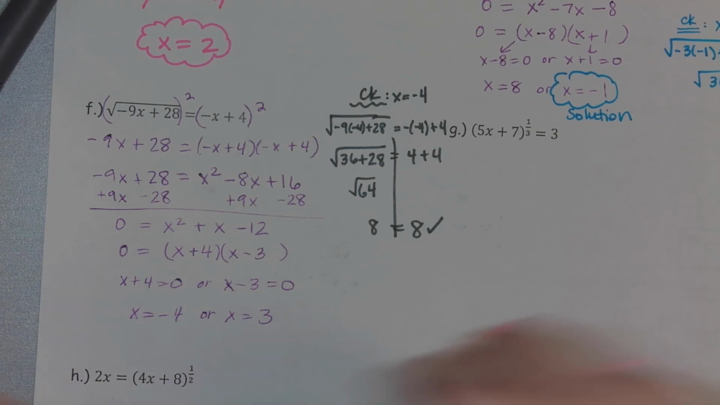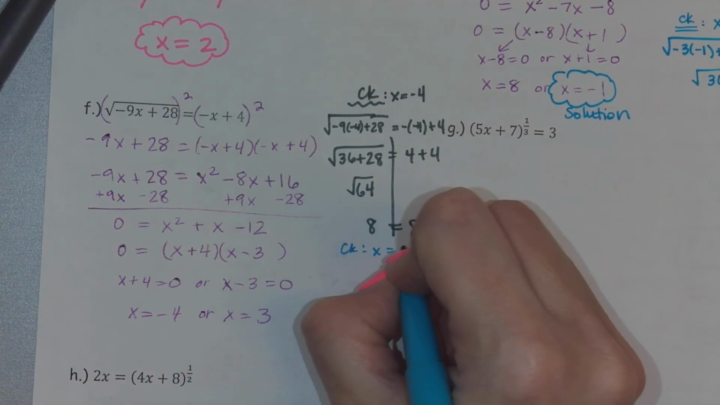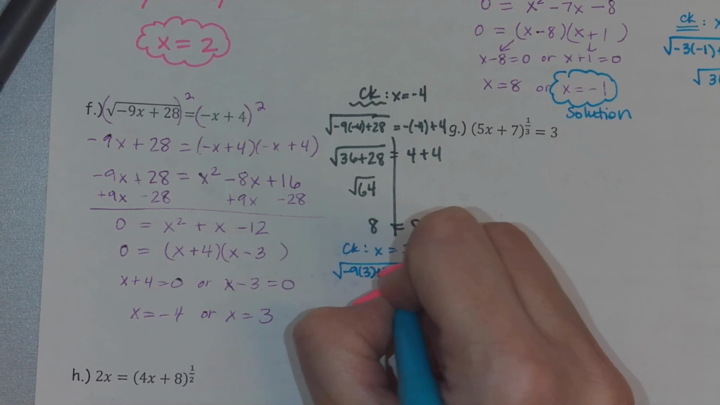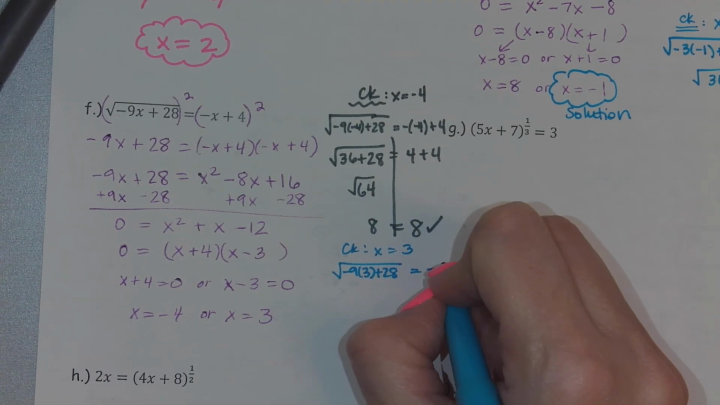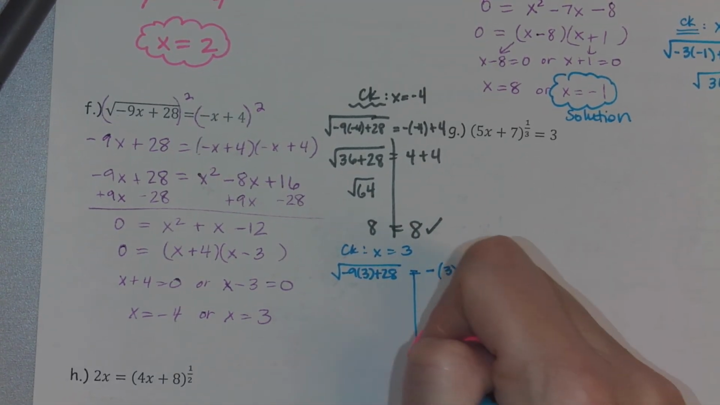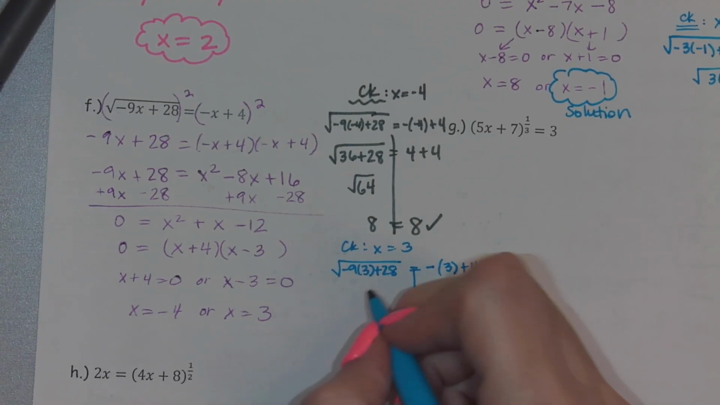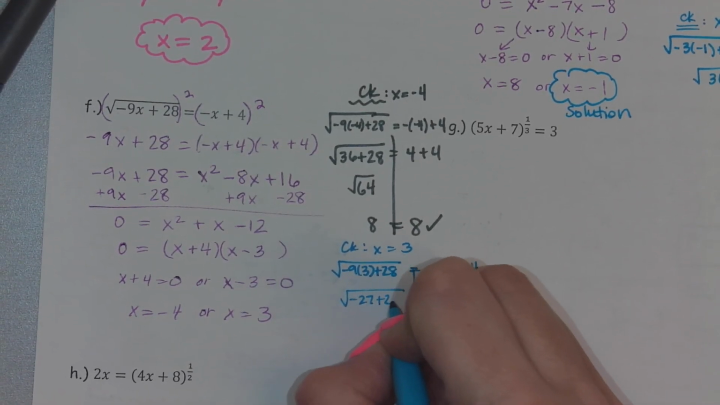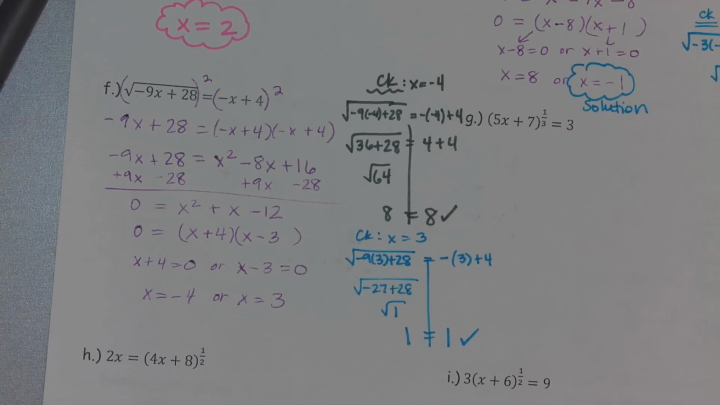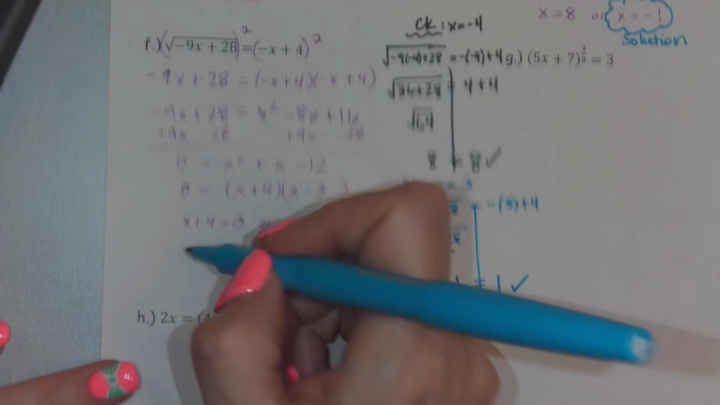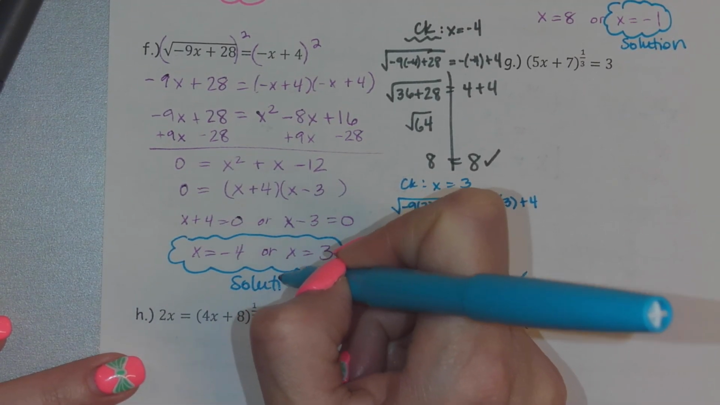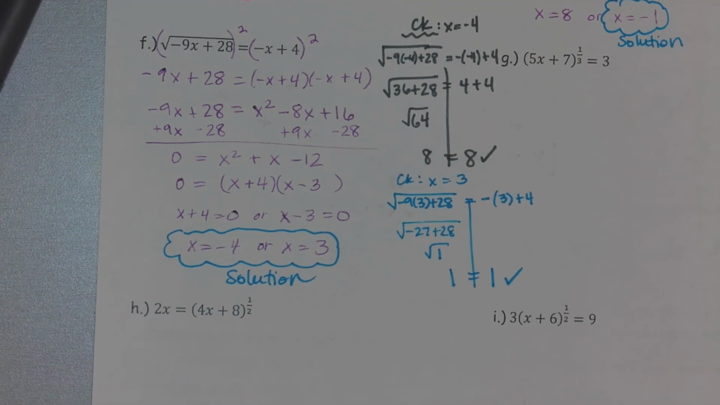Now we're going to check 3. So again, we're just plugging that in. Negative 9 times 3 plus 28 equals negative 3 plus 4. So negative 3 plus 4 is just going to be 1. This is negative 27 plus 28, which is the square root of 1. The square root of 1 is 1, so that checks as well. If both of them check, this is your solution. It's x equals negative 4 or x equals 3.